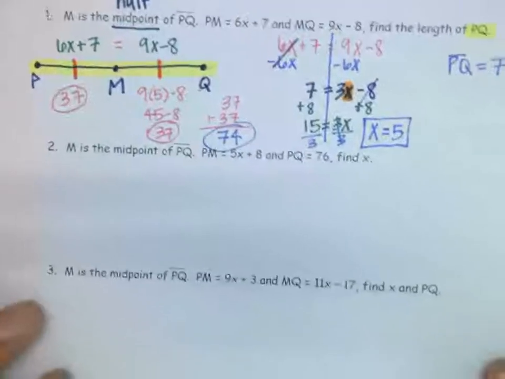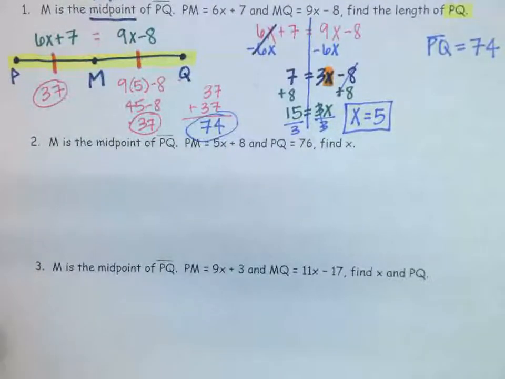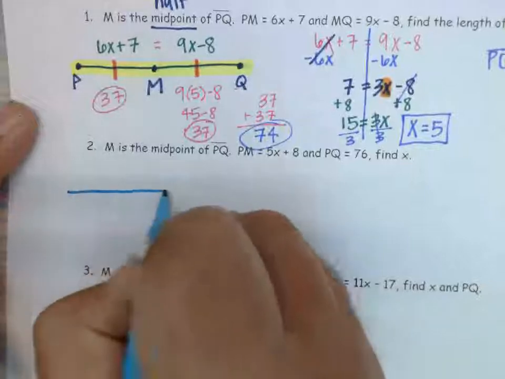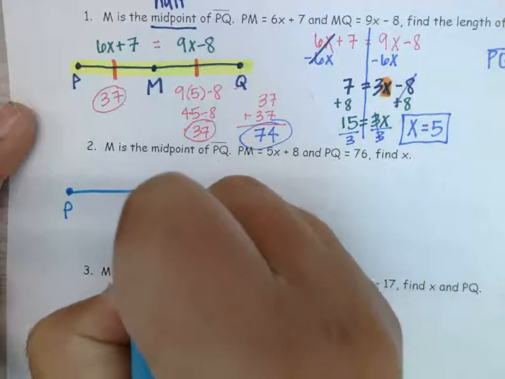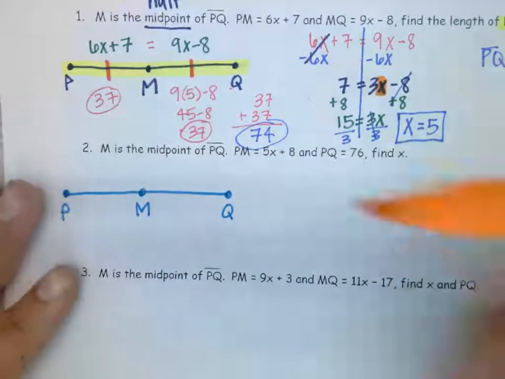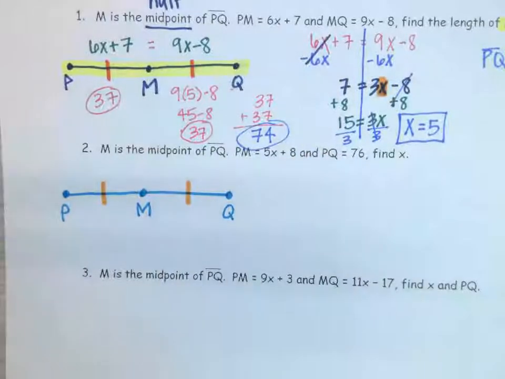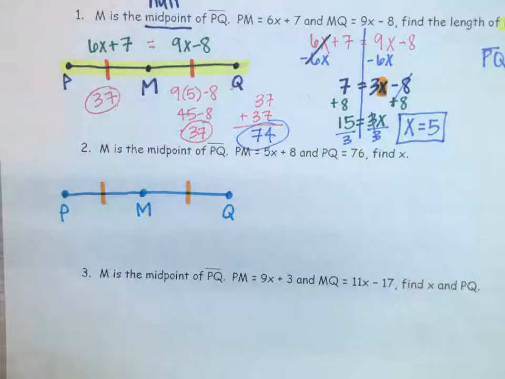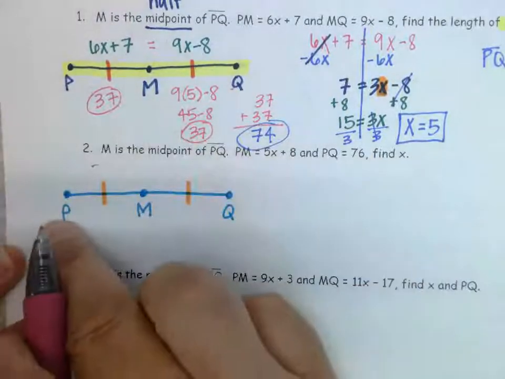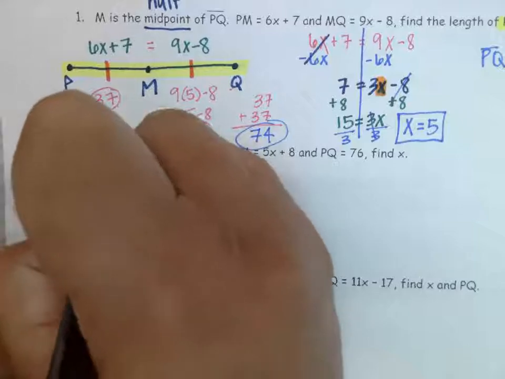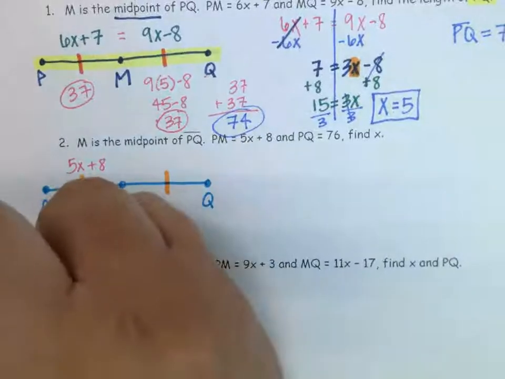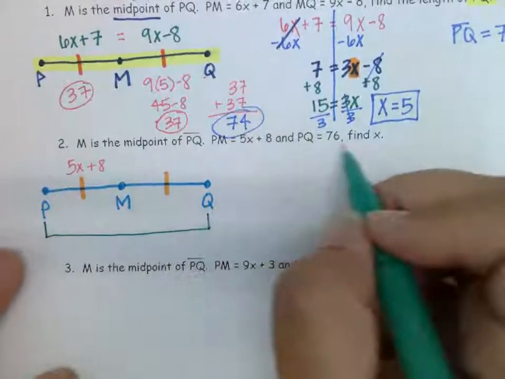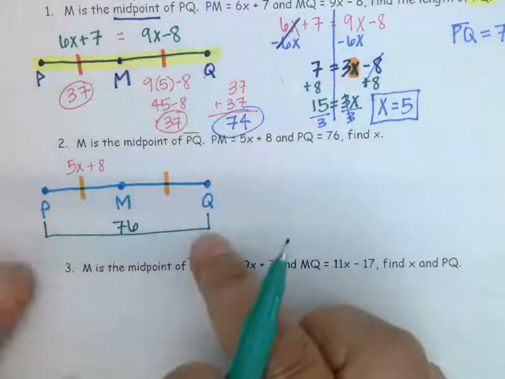All right, number 2. Draw the same little diagram. P to Q. M's cutting it in half. If it cuts it in half, that means that you have equal sides. You have 1 and 1 are equal. It says from P to M is 5x plus 8. So from P to M, you got 5x plus 8. From P to Q, the whole thing, is 76.